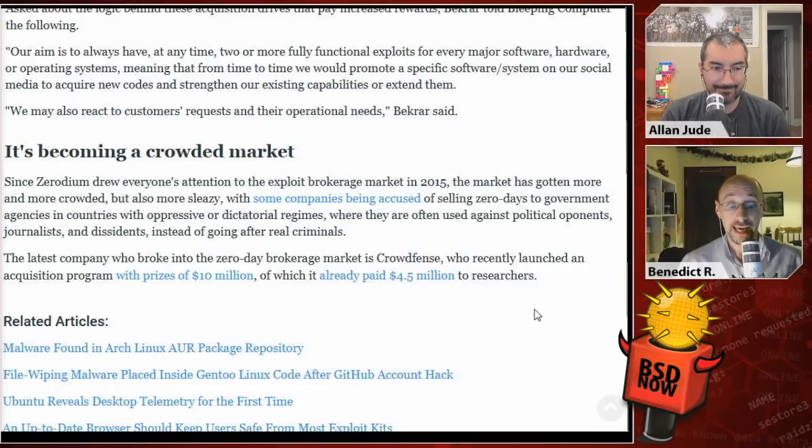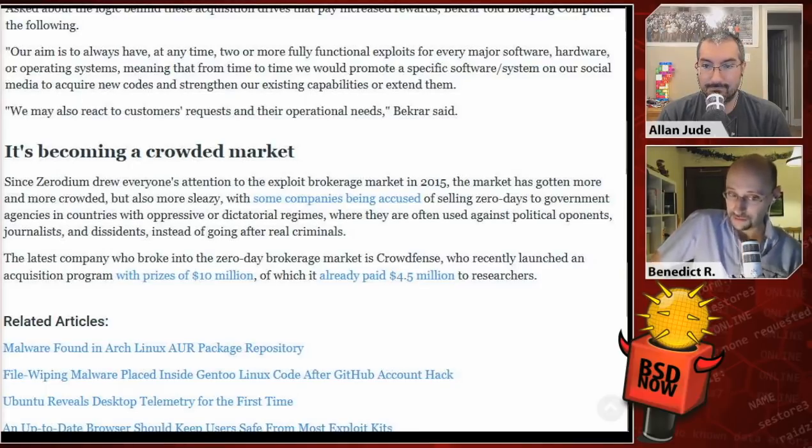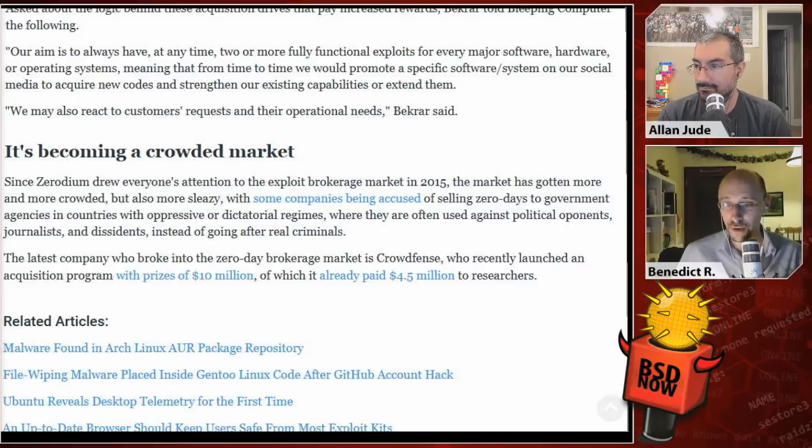And the latest company who broke into the zero day brokerage market is Crowdfence. Oh, okay. I see where this is going. They recently launched an acquisition program with prices of 10 million, of which it already paid 4.5 million to researchers. So there's a bit left. Yeah, so you can make money from exploits, either by exploiting them yourself or by selling the exploit to those companies. But you probably shouldn't.